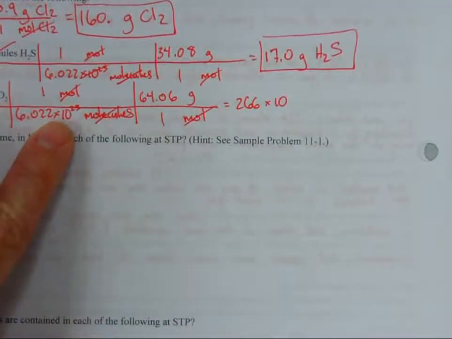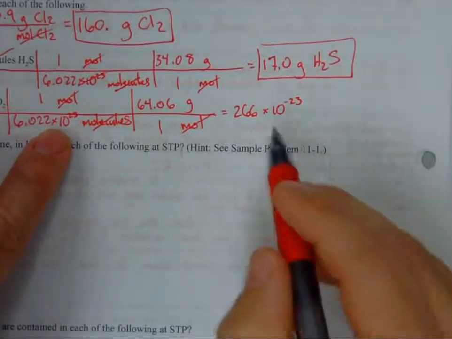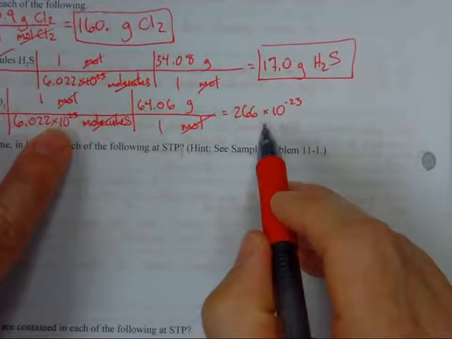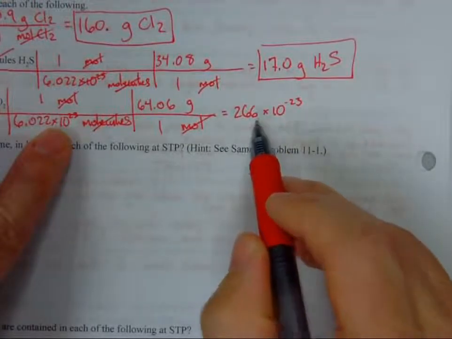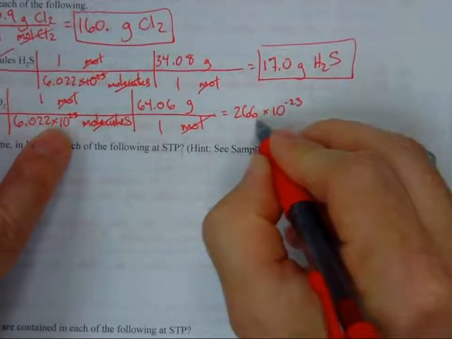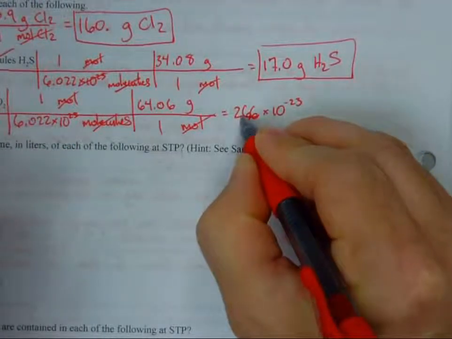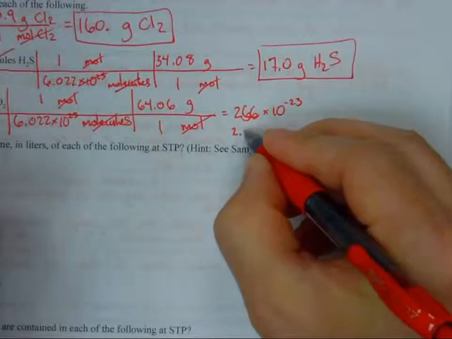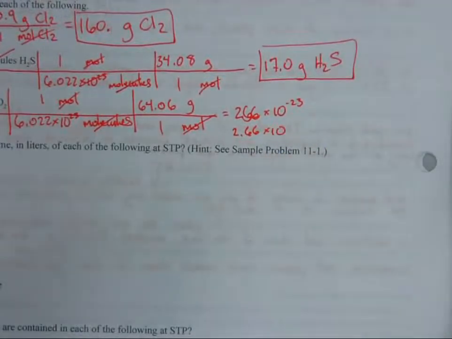Oh goodness, what do we do? Remember, when you divide by an exponent, you subtract it. That's actually to the negative 23. But that right there is not proper scientific notation. I would have to move the decimal in between the 2 and the 6 right here. So 1, 2 to get to 2.66 times 10 to my new exponent.